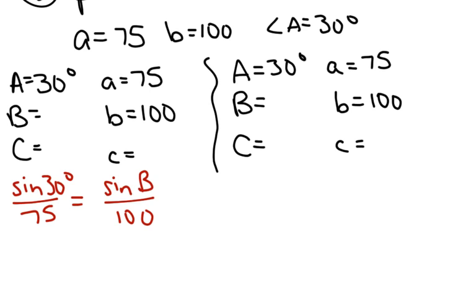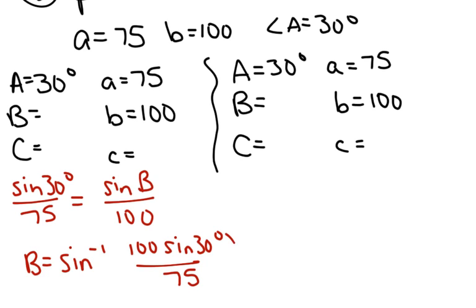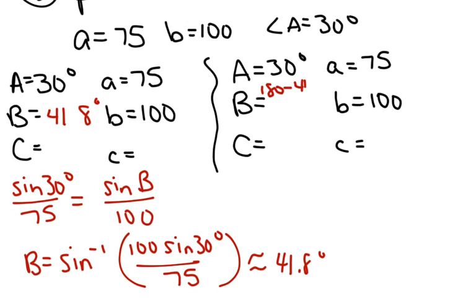So you should be doing the inverse sine of 100 times the sine of 30 divided by 75. And you get approximately 41.8 degrees. So that time, I know I've got at least 1 solution. If a second solution exists, then angle B in the second case would be 180 minus 41.8, which is 138.2.